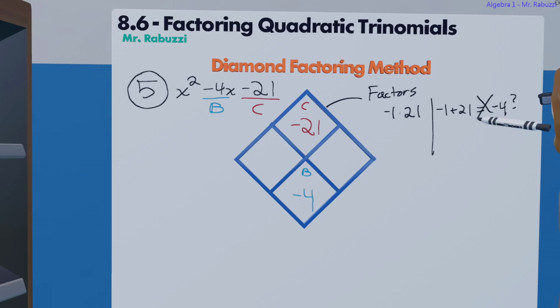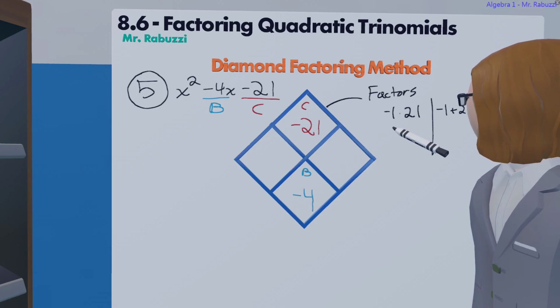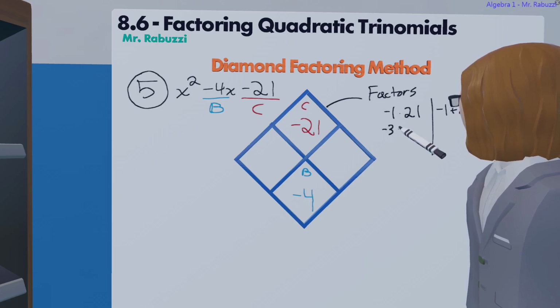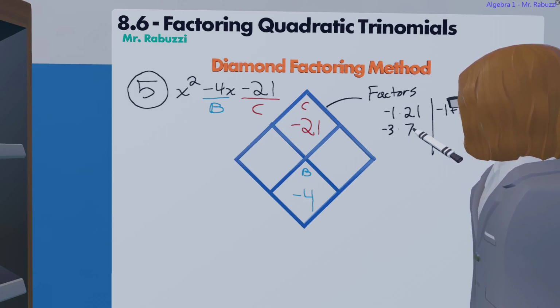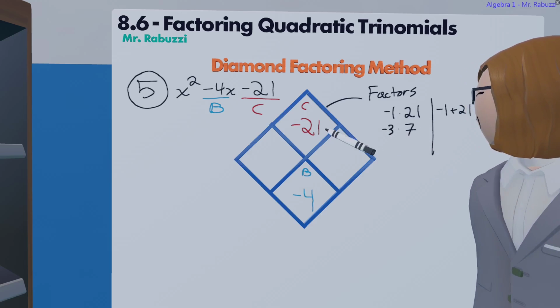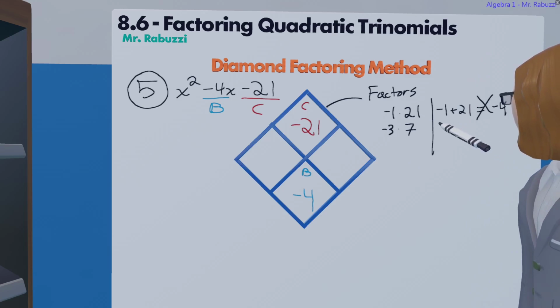No. Okay, so moving on. What's another factor? -3 times 7. Right? 3 times 7 is 21, and it's negative. That works. Now let's try it.